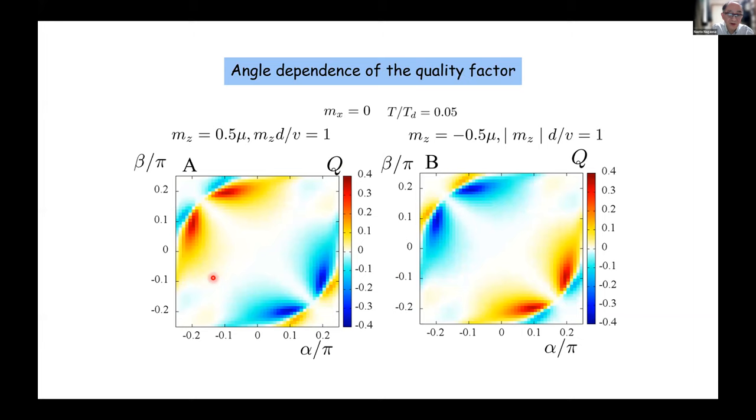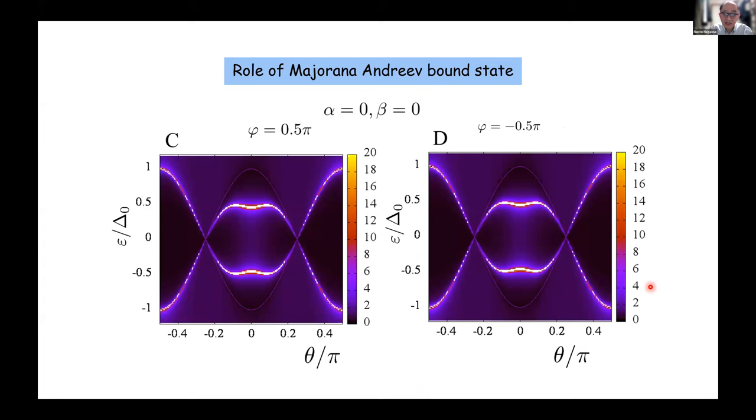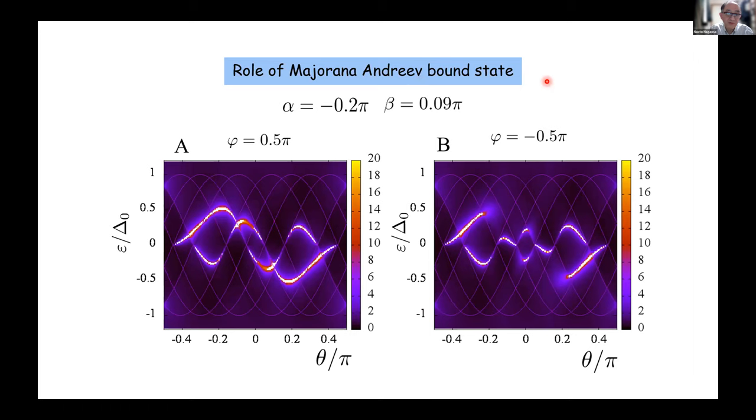And actually, this asymmetry is coming from the Majorana and Andreev bound states. So here is the dispersion. Theta is basically the k_y, the momentum along this junction, and this asymmetry of the Majorana bound state is a key to understanding this diode effect of the Josephson junction.